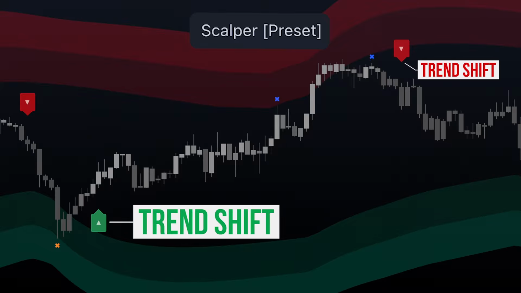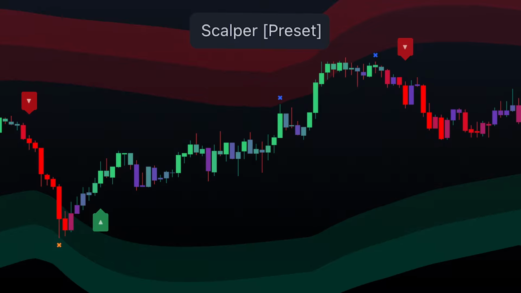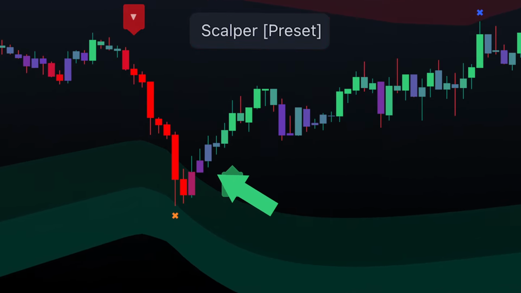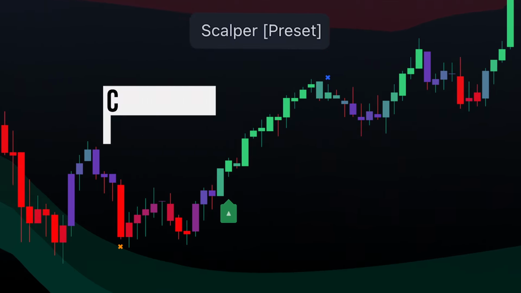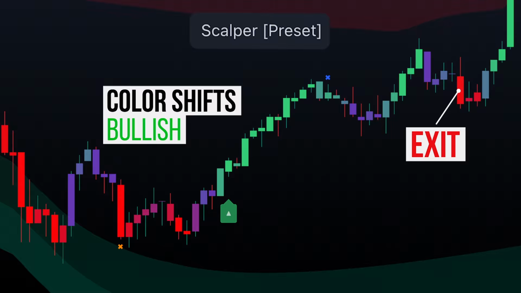The real magic, however, lies in the gradient candle coloring. As the colors gradually transition from red to green, this feature offers insight into each bar, allowing traders to enter and exit scalping positions with remarkable precision.